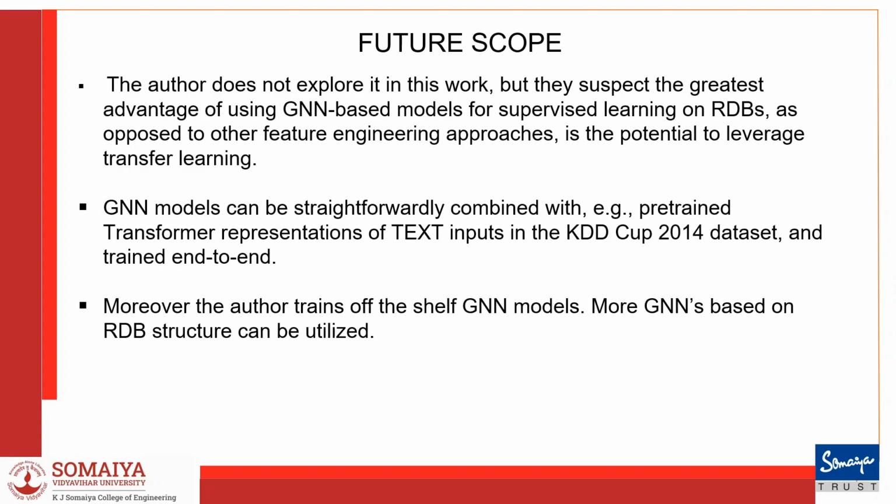The future scope of this paper is that we can leverage transfer learning, which is not really used that much in the graph neural network domain. Transfer learning is really popular with transformers and so on. So we can use transfer learning for graph neural network domains, and we can achieve better results, and we can design specific graph neural network based structures for relational databases.